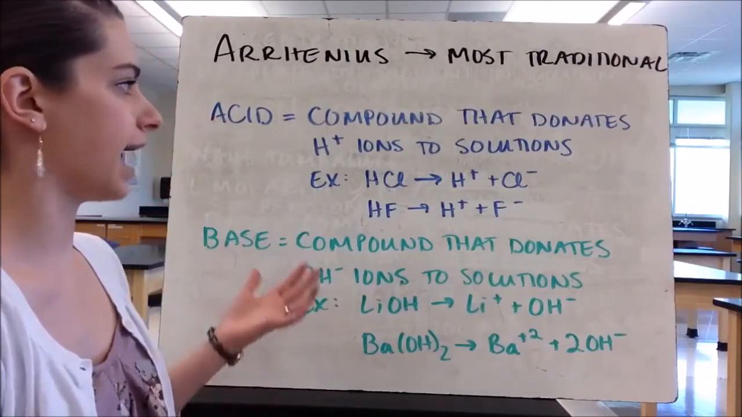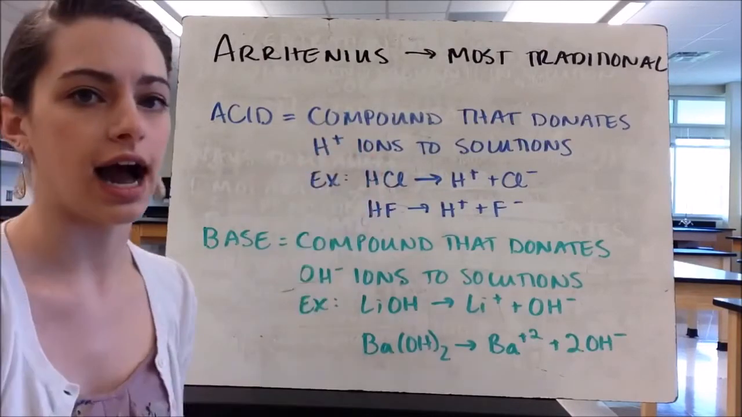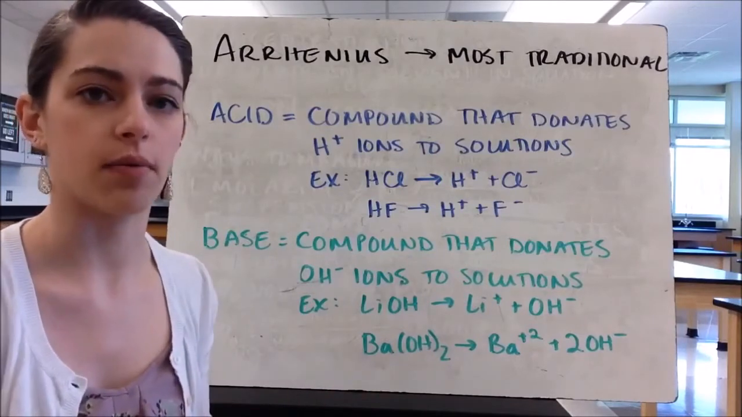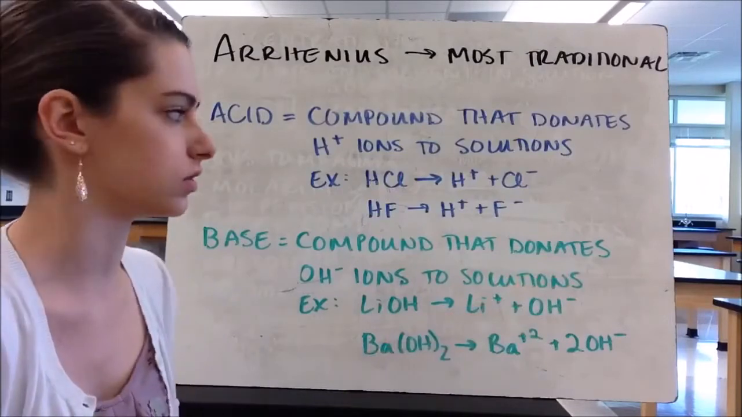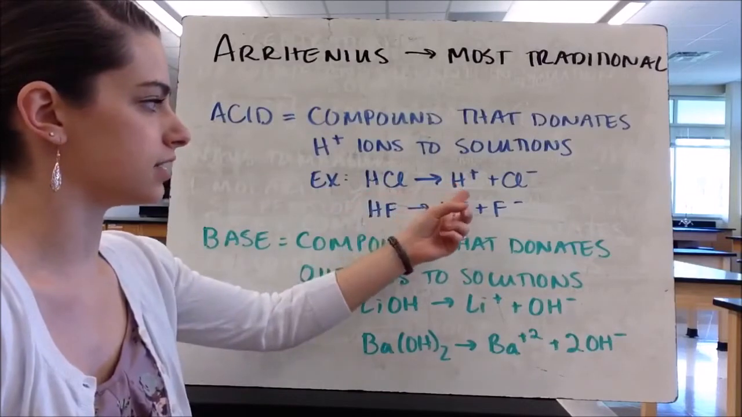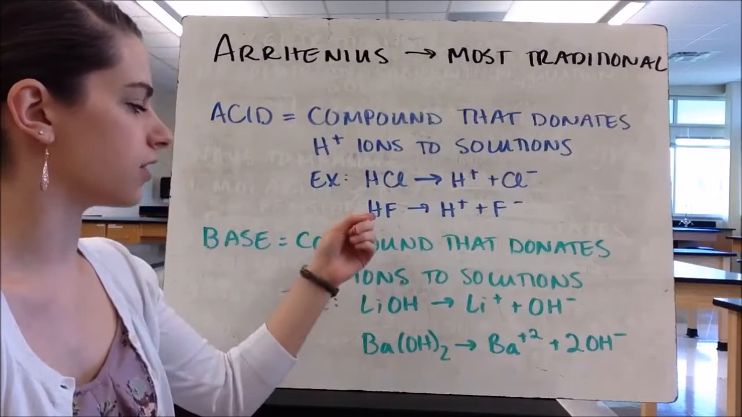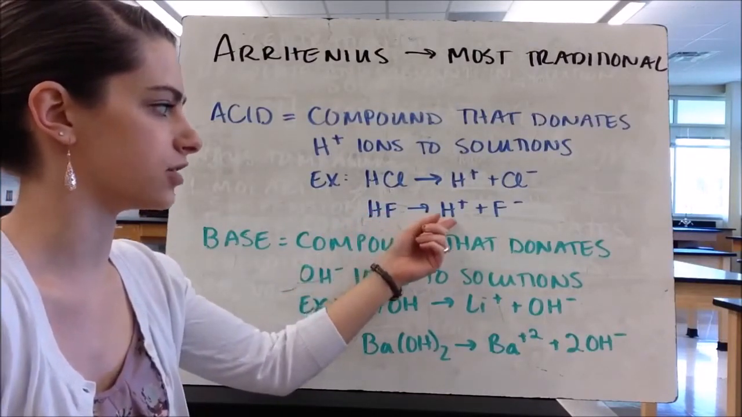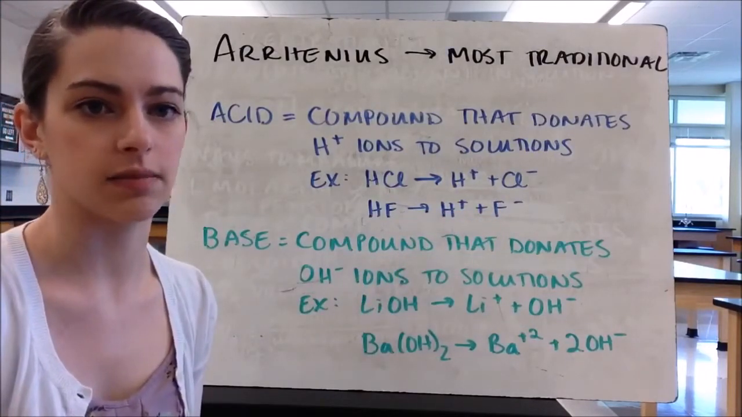In the Arrhenius model, an acid is a compound that donates H+ ions, or hydrogen ions, into solution. So when you have an acid in solution, it's going to break apart and donate H+ ions into the solution. Two examples would be hydrochloric acid, which when it dissociates donates an H+ and a chlorine ion, and hydrofluoric acid, which is HF, which donates its hydrogen ion and also has the fluorine ion. So that's an acid according to the Arrhenius model.